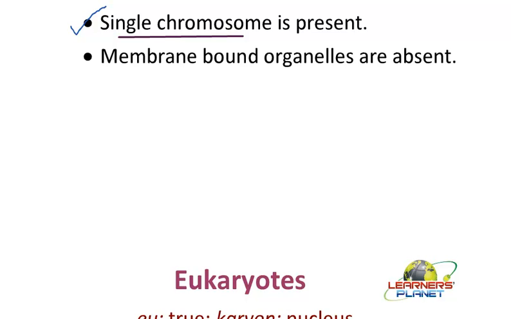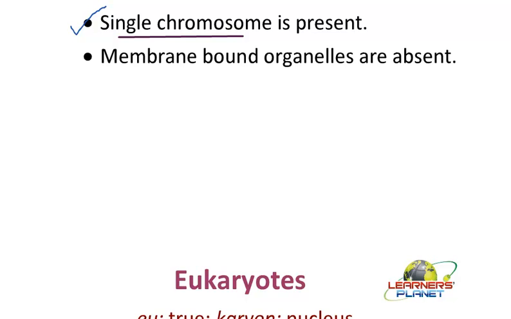So another difference between the prokaryotic cell and the eukaryotic cell is with respect to the chromosome. Prokaryotes are unicellular organisms and they contain only a single chromosome. The entire information regarding the structural and functional properties of the cell is encoded by a single chromosome. All genes are located on a single chromosome only. So this is another important characteristic.